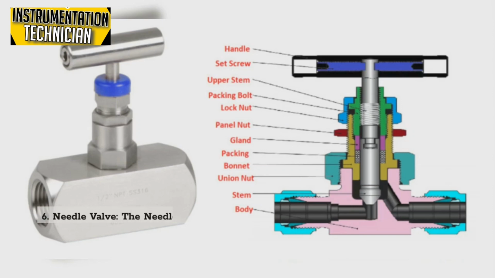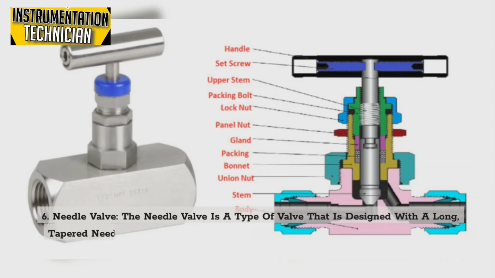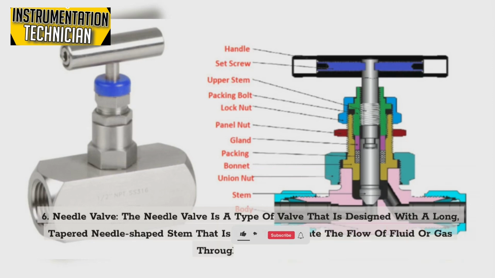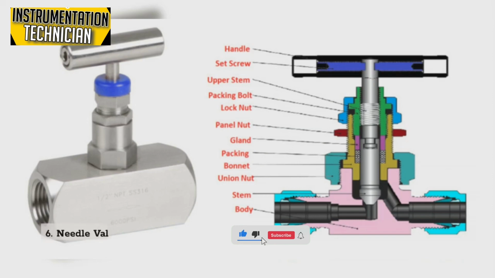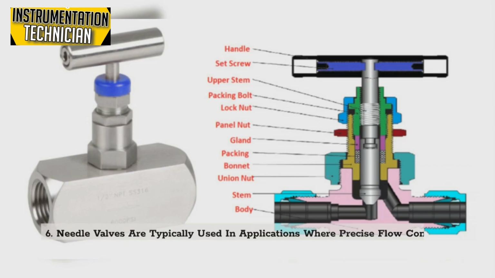Needle valve. The needle valve is a type of valve that is designed with a long, tapered needle-shaped stem that is used to regulate the flow of fluid or gas through the valve. Needle valves are typically used in applications where precise flow control is required.